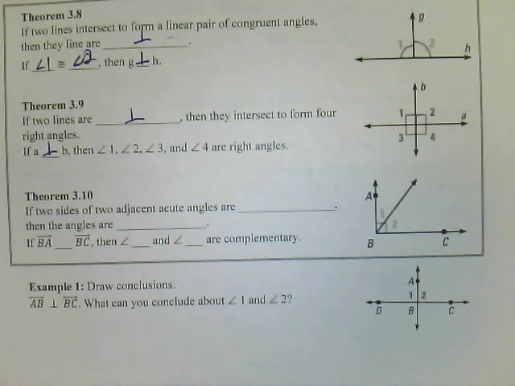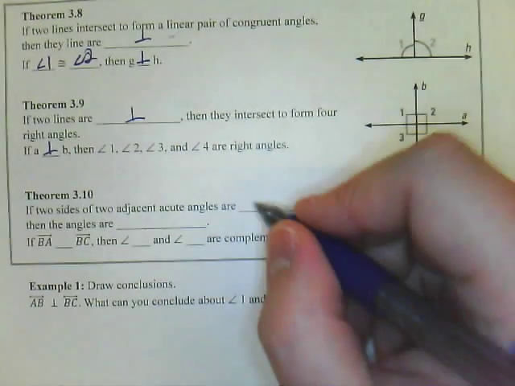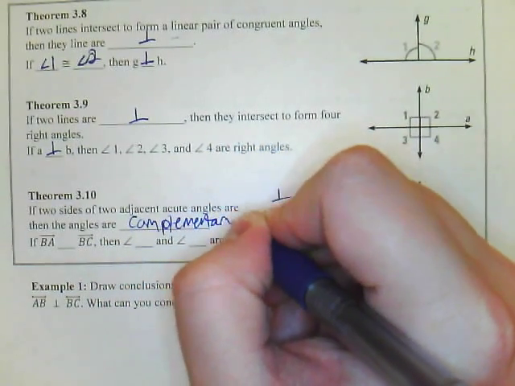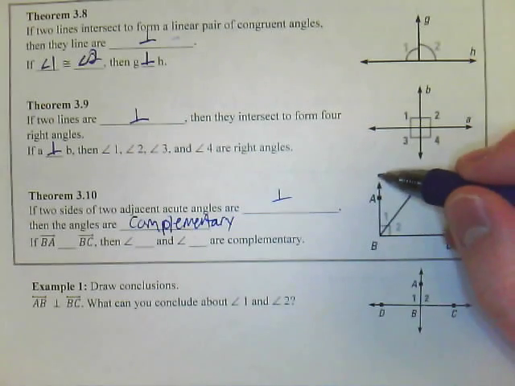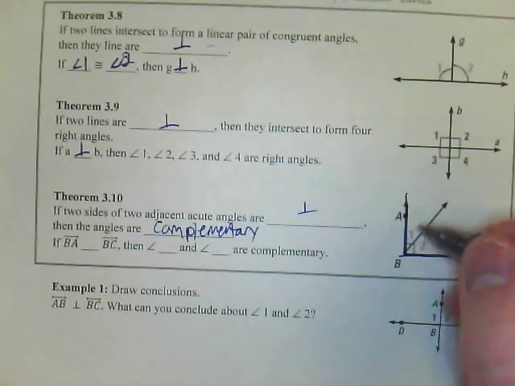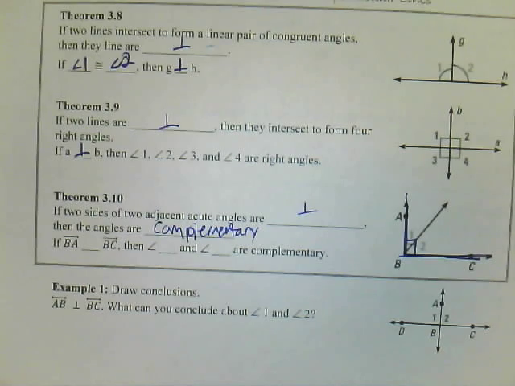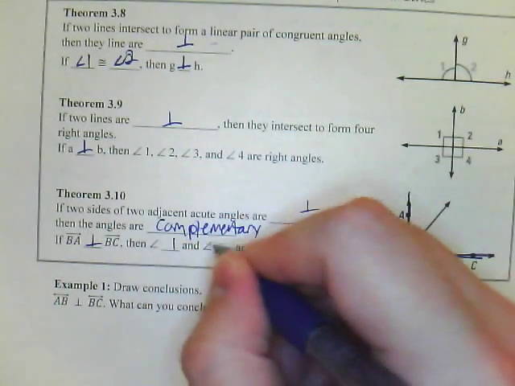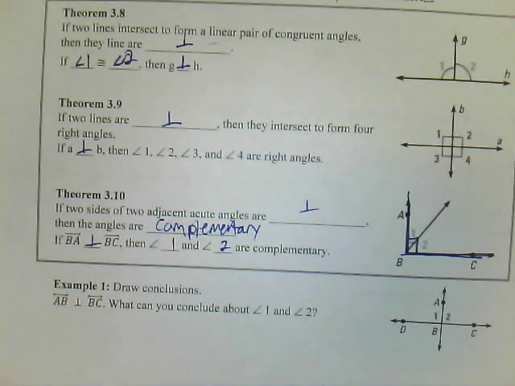Theorem 3.10, this is another one about perpendiculars. So it says that if two sides of two adjacent acute angles are perpendicular to each other, then the angles are complementary. So that's a bit wordy, but basically it's just saying if this side of this angle is perpendicular to this side of this angle, so if that's a perpendicular, then angles 1 and 2 are going to add up to 90 because that's a 90-degree angle there. So if ray BA is perpendicular to ray BC, then angles 1 and 2 are going to be complementary angles.